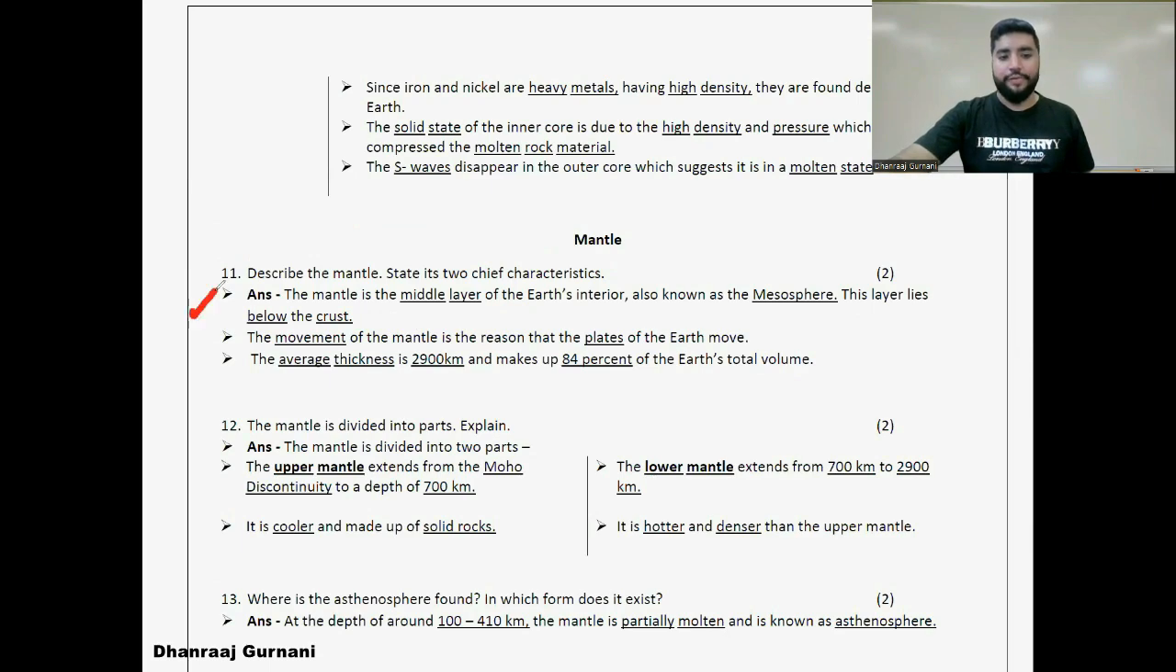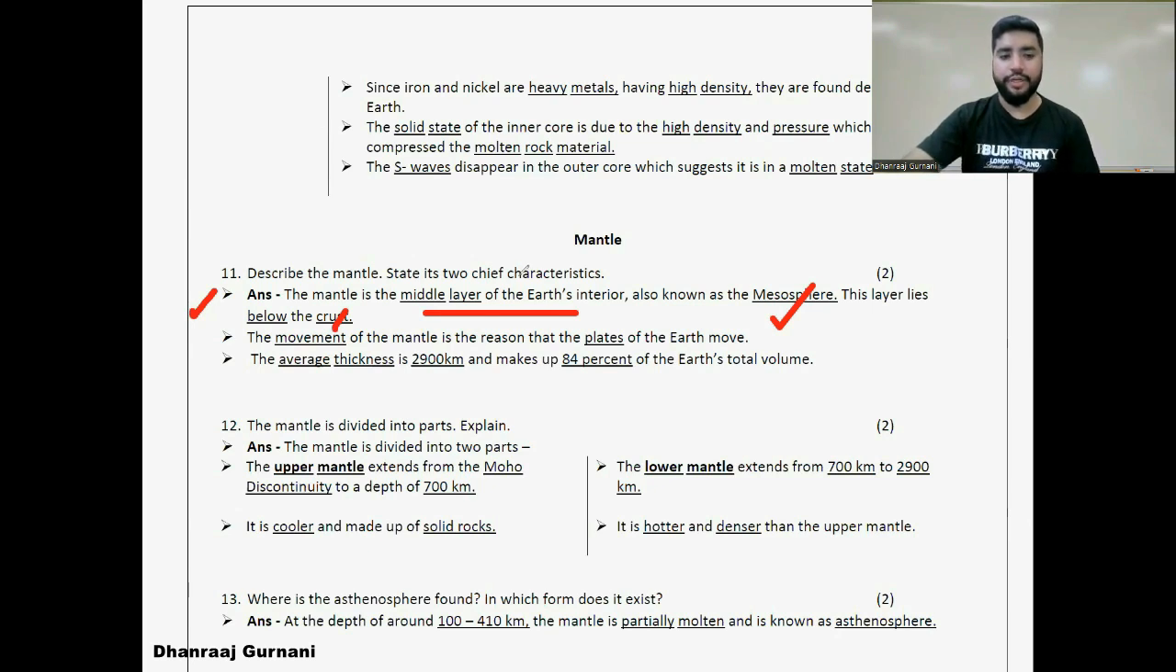Three points again for the mantle. The mantle is the middle layer of the earth. Mantle is the middle layer of the earth's interior. It is also known as the mesosphere. It lies below the crust and above the core.